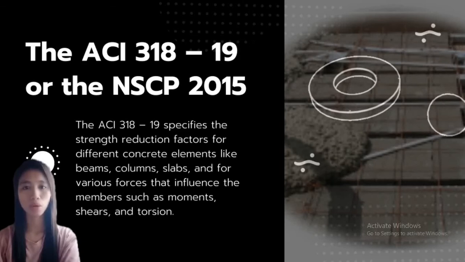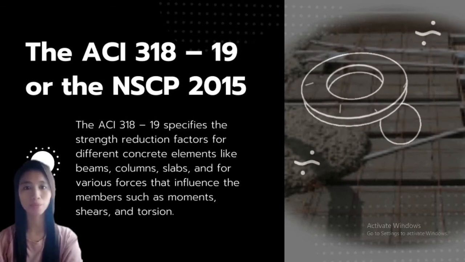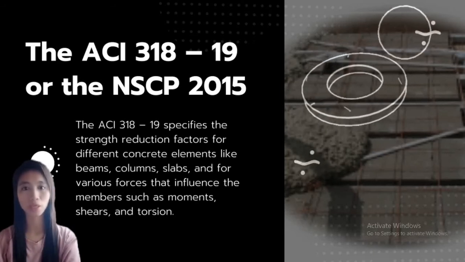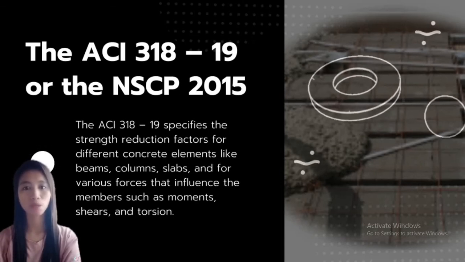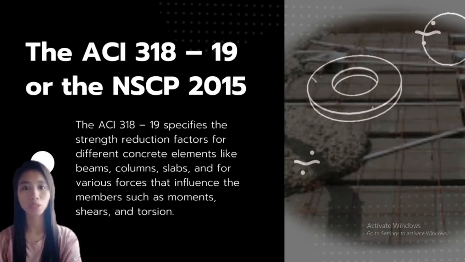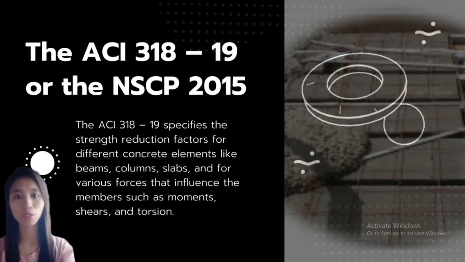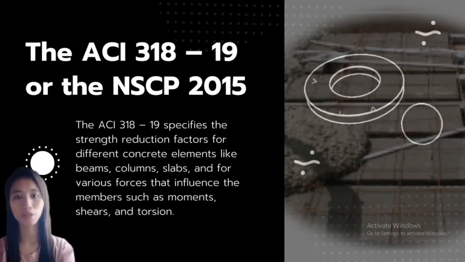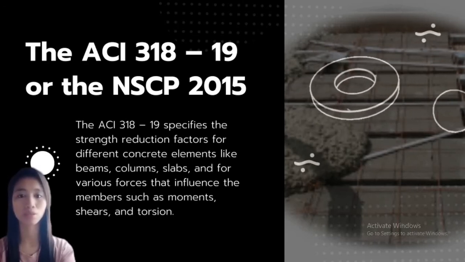The ACI 318-19 specifies the strength reduction factors for different concrete elements like beams, columns, slabs, and for various forces that influence the members such as moments, shears, and torsions. So, itong ACI 318-19, ito yung code for structural concrete na nagpo-provide ng minimum requirements and to provide public health and safety for the design and construction of structural concrete buildings.